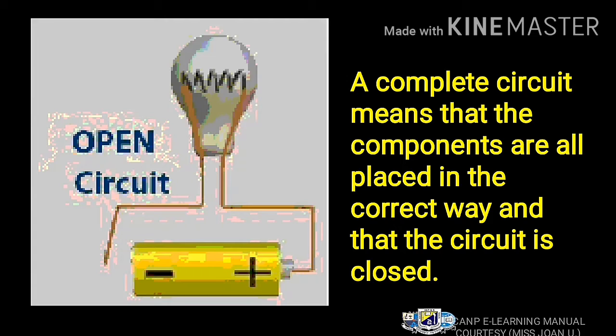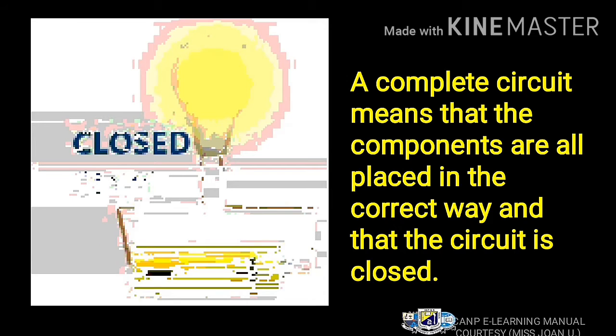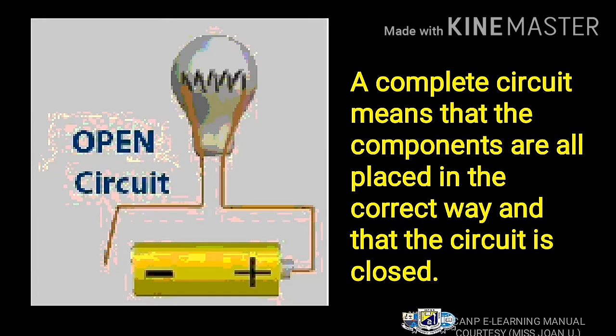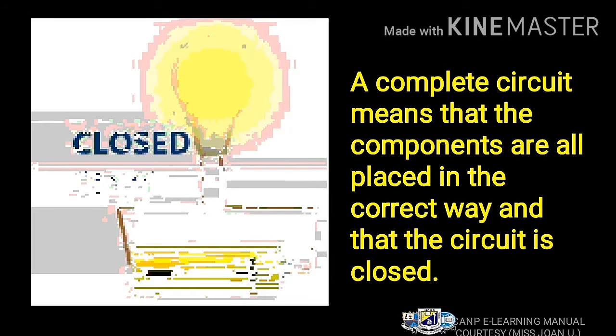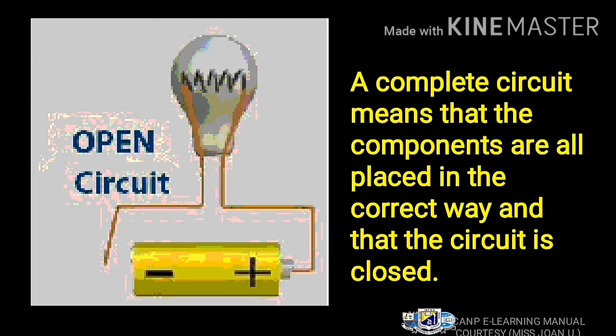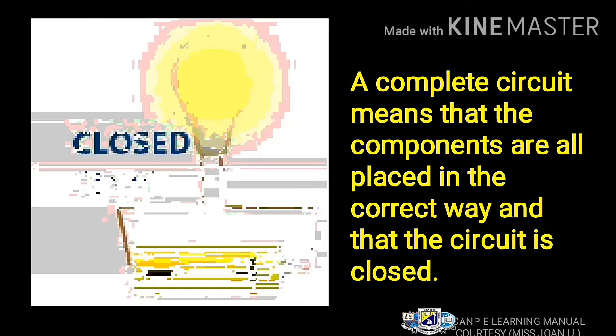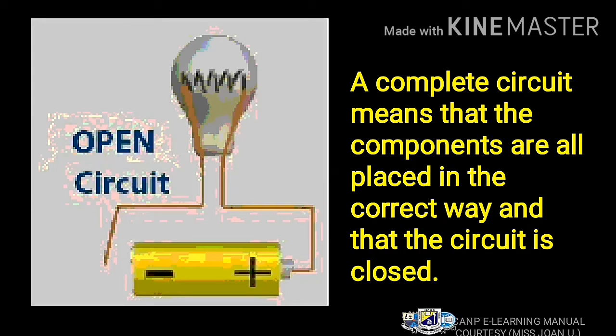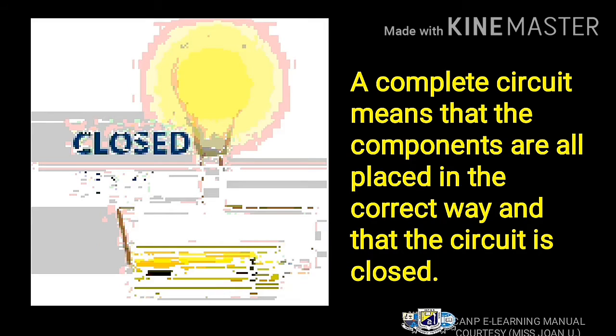At home now, whenever you put off the light, what have you done? You've actually opened the circuit, is it not? But when you put it on, you have actually done what? Closed the circuit. So in a closed circuit, current flows and the switch is on. In an open circuit, current does not flow through every part and the switch is what? Off.